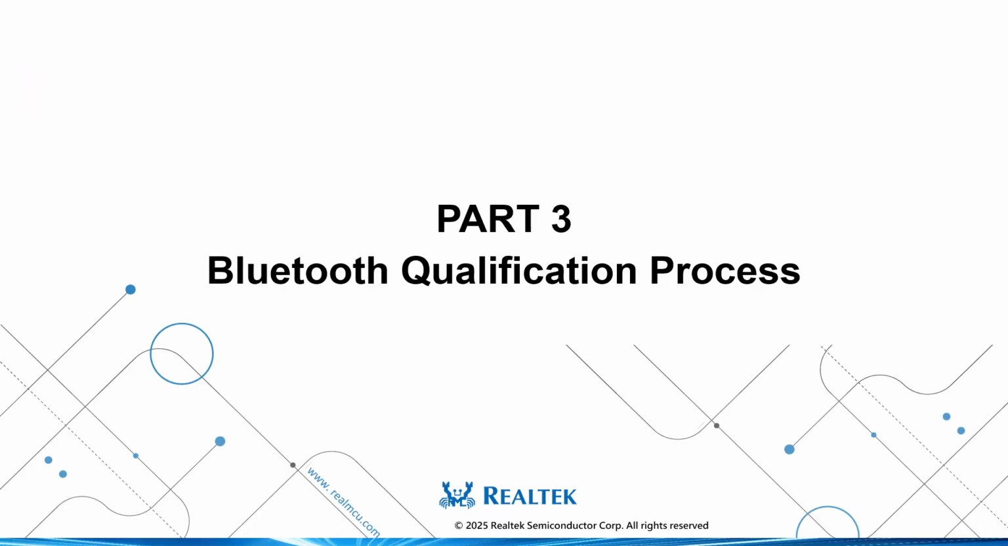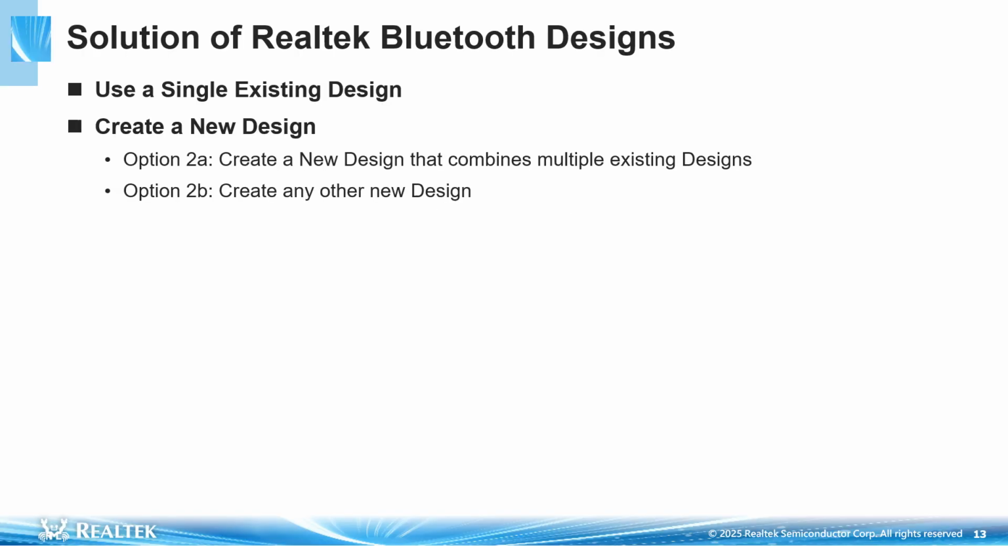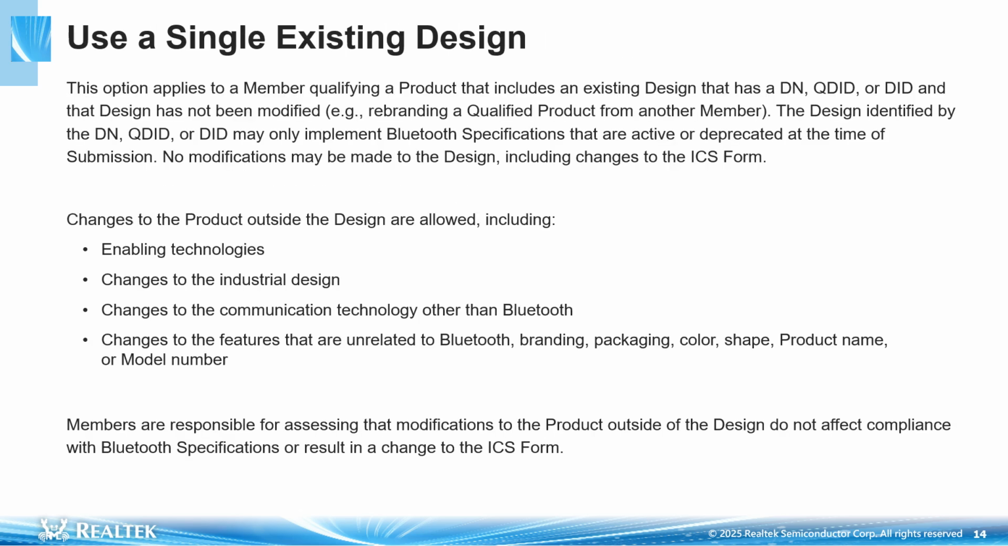Part 3 will introduce the Bluetooth qualification process. A member has several options for specifying the design. Two schemes, using a single existing design or creating a new design, are often used. If the end product uses a Realtek solution, no extra features are added to the design, and there are no PCB or BOM modifications, just a listing of branding or rebranding products is needed.